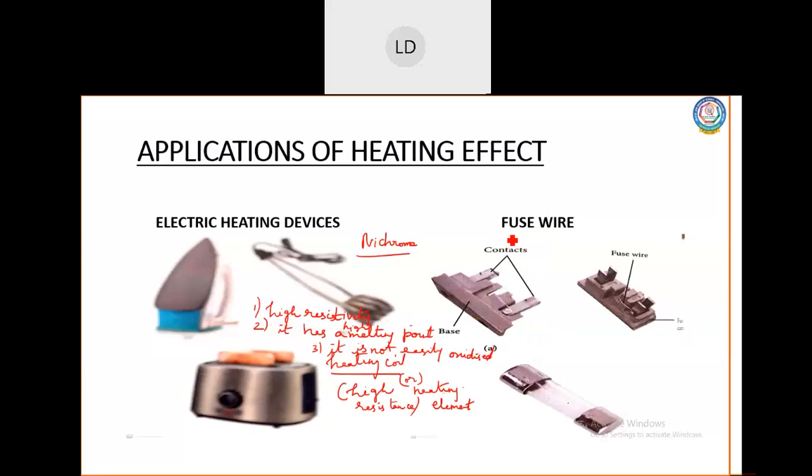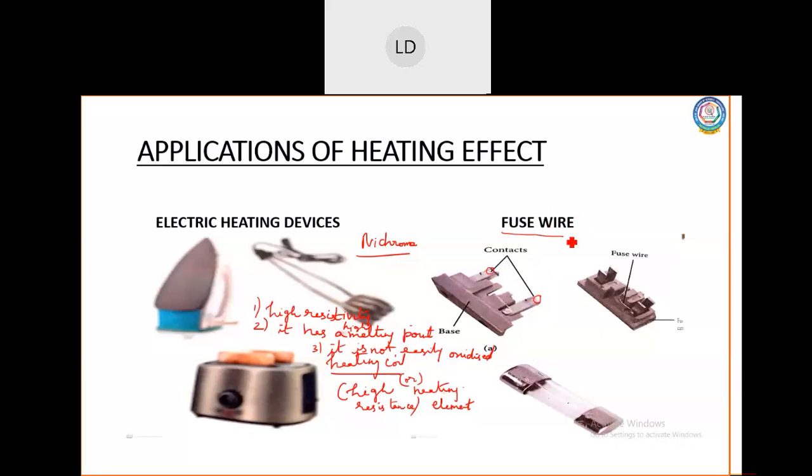As far as the fuse wire is concerned, it has a low melting point. Now why does it have a low melting point? The fuse wire will be connected in between this contact. See here, this is a contact, this is a contact. In between these you connect the fuse wire.